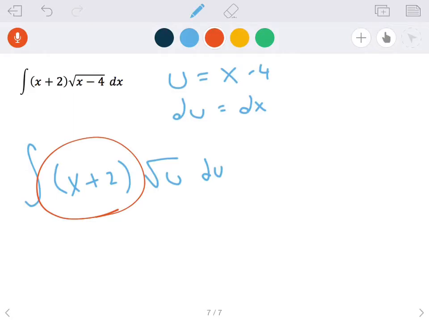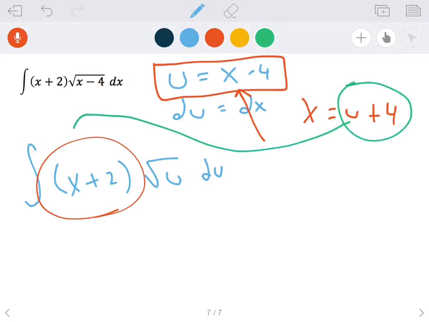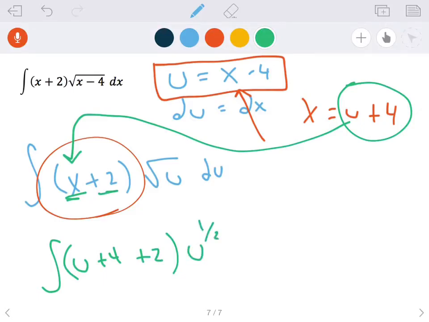What do I do? To get rid of a stubborn x, you go back to your original definition of u. I can solve this for x. I can say that x is equal to u plus 4. I can sub this in for x and get everything in terms of u. So this is now the integral of u plus 4, plus that 2 still hanging on, times the square root of u. I'm going to write that as u to the 1/2 du.